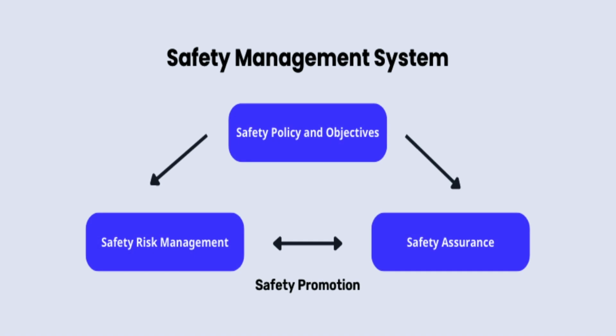Let us see this diagram. This diagram is a safety management system. This management system depends on safety risk management, safety policy and objectives, safety assurance, and safety promotion.